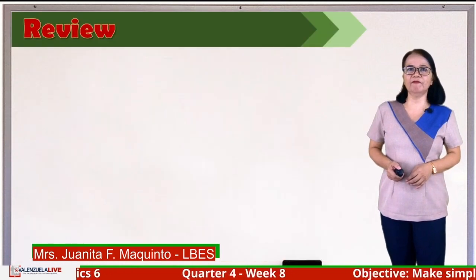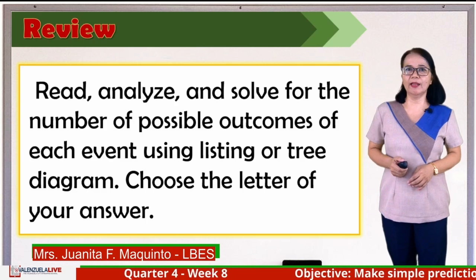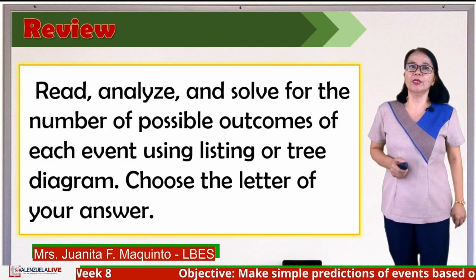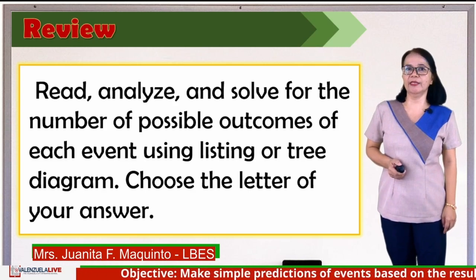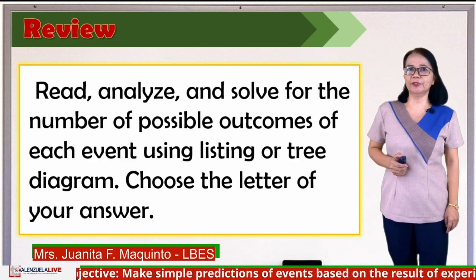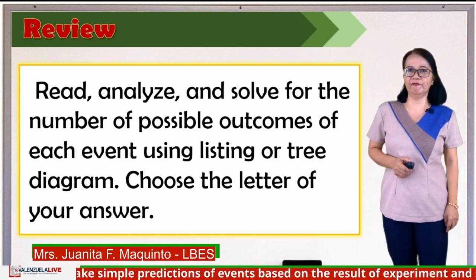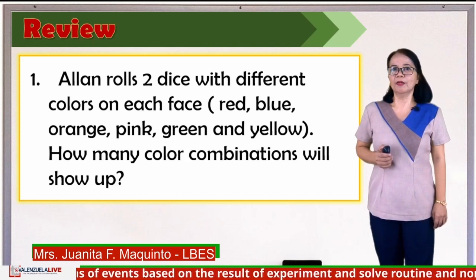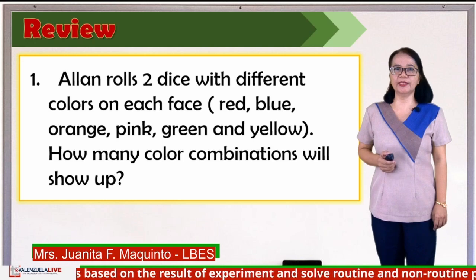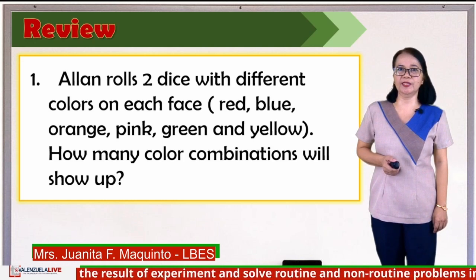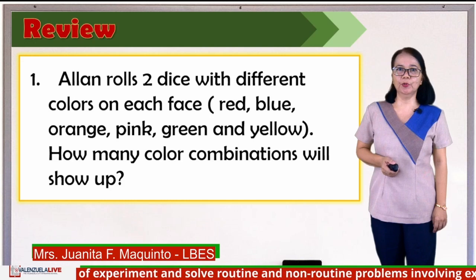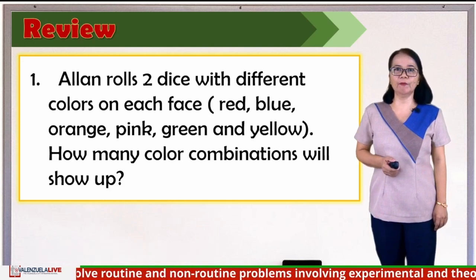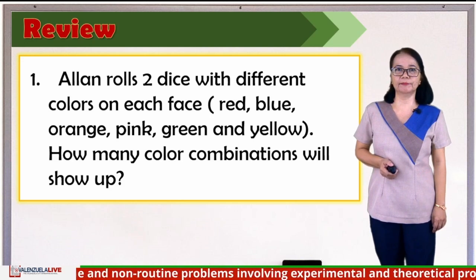For the first activity, you are going to read, analyze, and solve for the number of possible outcomes of each event using listing or tree diagram. Choose the letter of your answer. You are given 30 seconds to answer each problem. Number 1, Alan rolls 2 dice with different colors on each face: red, blue, orange, pink, green, and yellow. How many color combinations will show up?